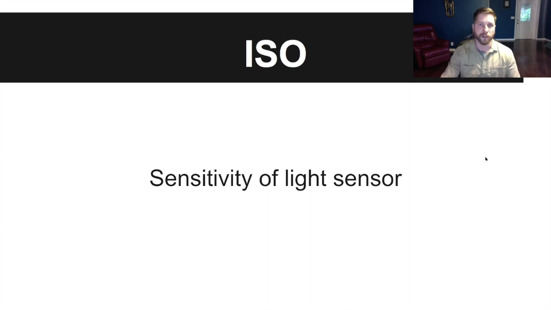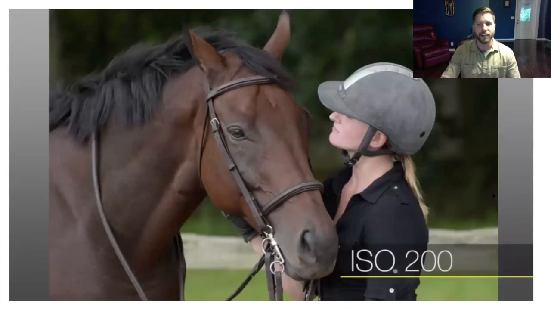Now with ISO, it's measured in hundreds. So a low ISO would be considered 200. If you're in a light daylight setting and there's a lot of light happening, then you're gonna want a very low ISO.